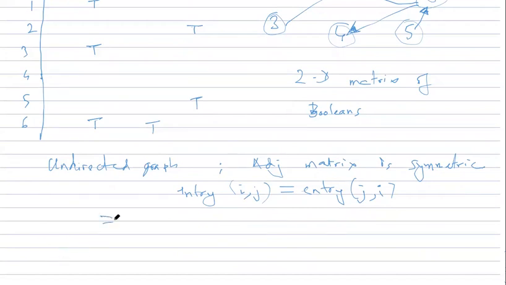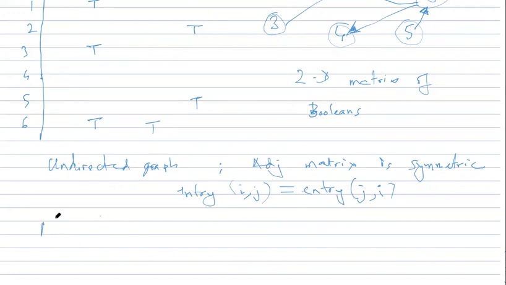So one can actually save only the lower diagonal, because the matrix is symmetric. One can choose to just have a triangular representation in the case of an undirected graph, because one can exploit that symmetry.